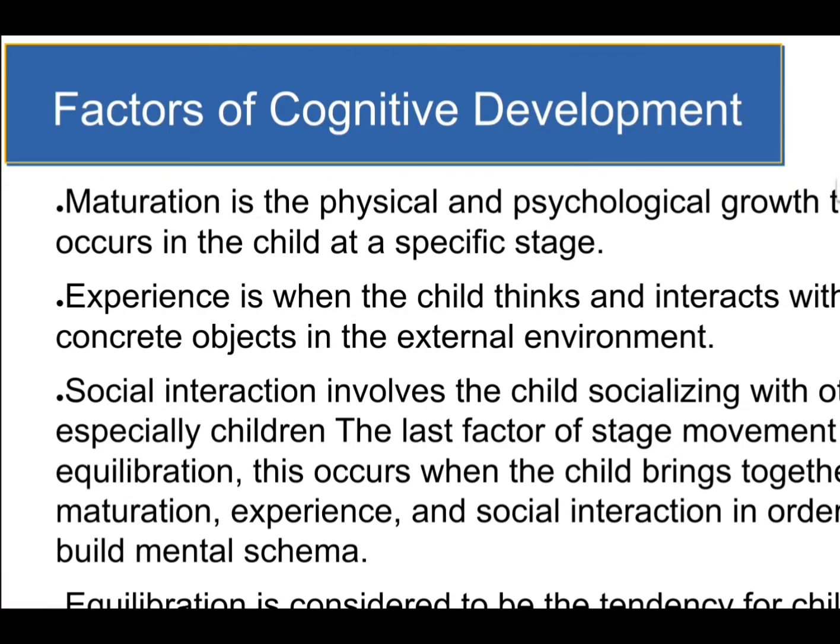The last factor is equilibrium. Equilibration is considered to be the tendency of children to seek cognitive coherence and stability. This will happen when the child brings together maturation, experience and social interaction in order to build the mental schema.